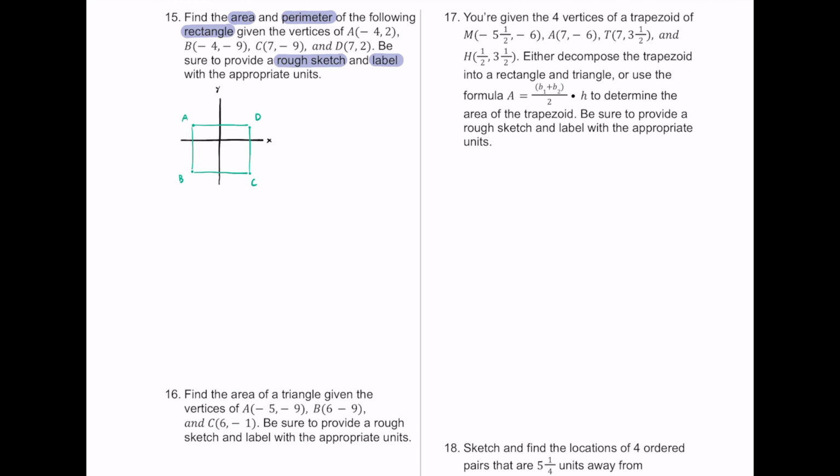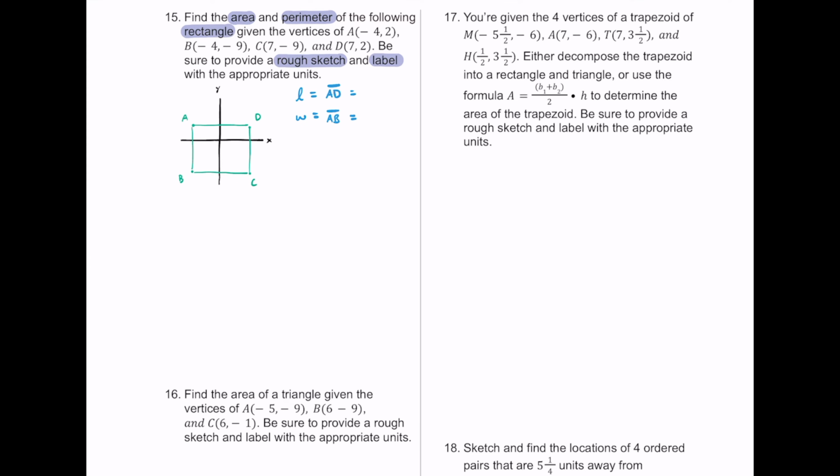To find area and perimeter, we're going to want to find the length and the width of this rectangle, right? That's going to be necessary for both of those calculations. So the length, let's call that AD, the length of side AD, and then for the width, let's call that AB. It doesn't really matter, but let's go ahead and see if we can find out those dimensions.